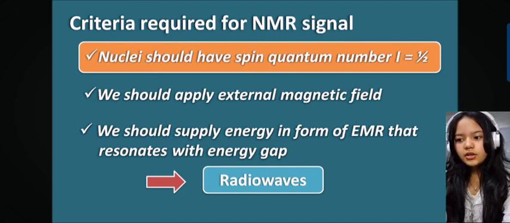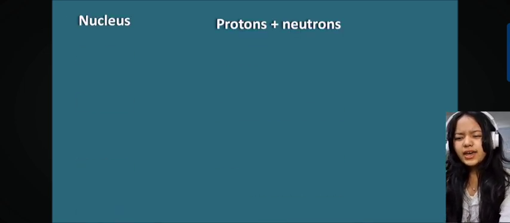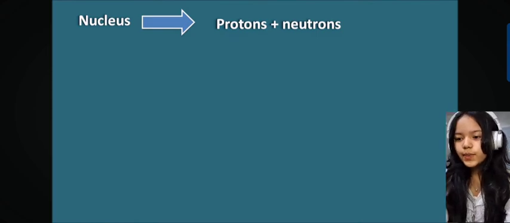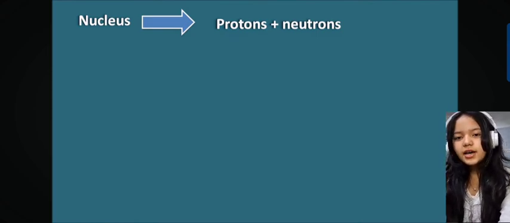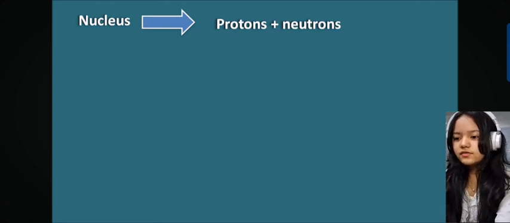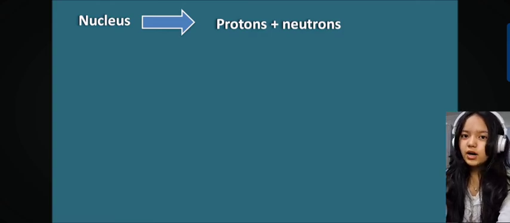The I value may be an integer or non-integer, and it may have any value like 0, half, 1, 3 by 2 and so on. And we cannot assign the I value just by looking at that particular atom. Still, we can have a logic to remember which type of nuclei can have I equal to half, 0 or 1.